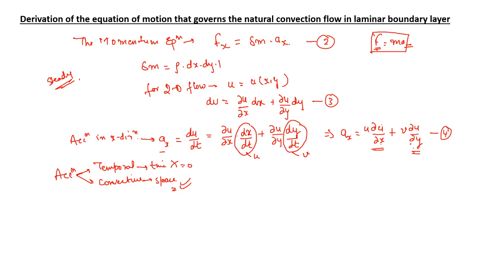So steady simply means no change with time at a specified location. But the value of the quantity may change from one location to another. Thus, del u by del x is not equal to 0. They are different from 0.